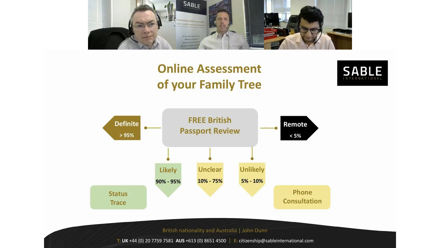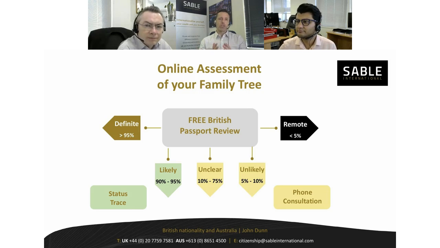The online assessment is quick. It will ask for your basic family information, as per the Q&A: your parents, your grandparents, places and dates of birth. Our specialists will have a brief look at that information, similar to what Michelle and Phil will do at the end during the Q&A, and they will give a brief opinion on the likelihood of you obtaining British nationality. Once you've done the assessment, you can order a free British passport review at the end of the assessment. That review will give you one of 5 results.